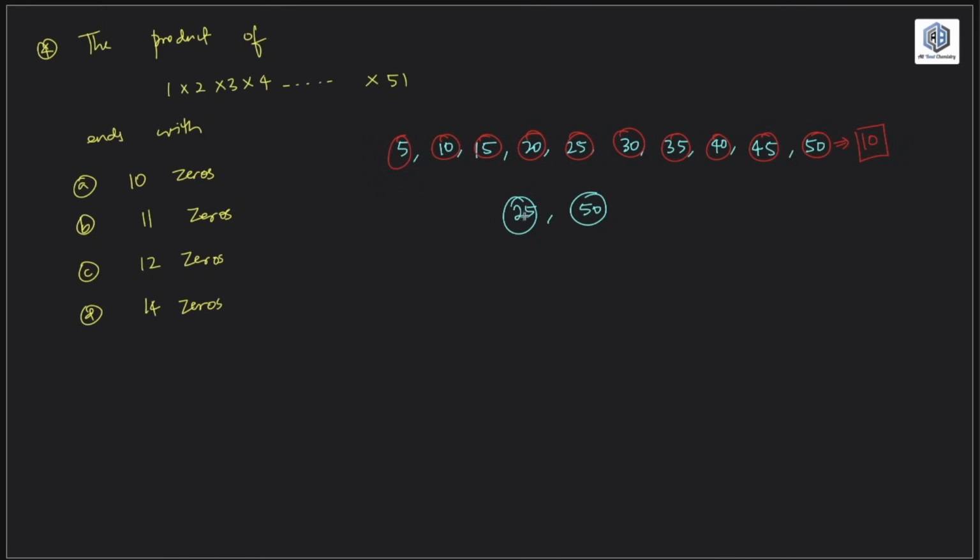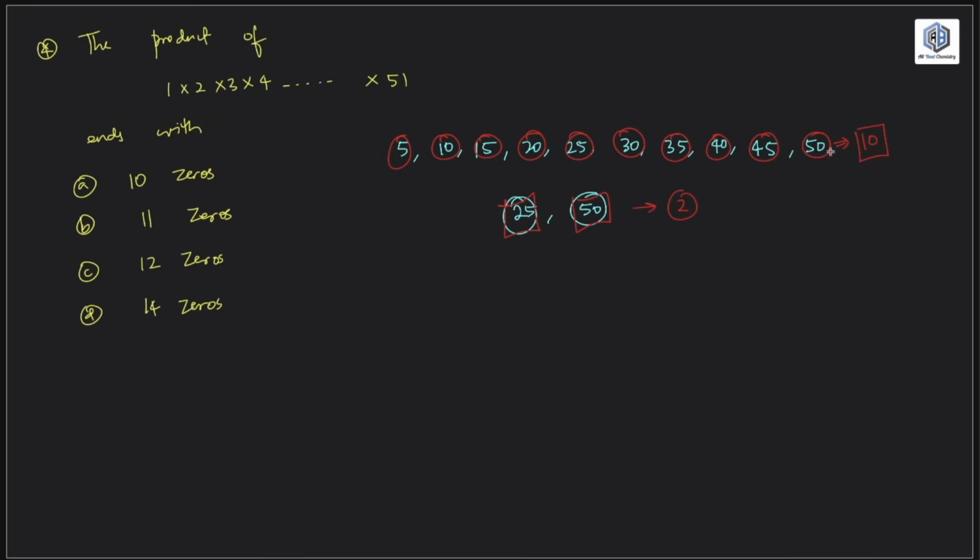25 multiplied by 2 will give you 50, 25 multiplied by 4 is going to give you 100, 25 multiplied by 6 will give you 150. So this is going to give you a multiple of 10 again, and 50 is also going to give you a multiple of 10 again. So these two are additional factors which are going to give you multiples of 10. So 2 more. So total how many zeros will we get?